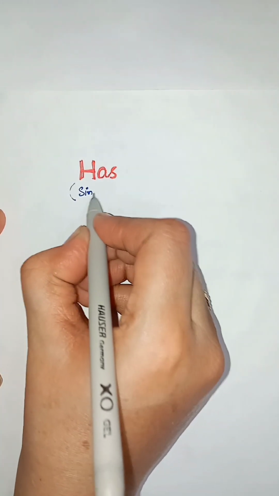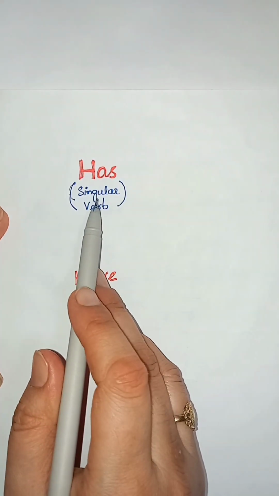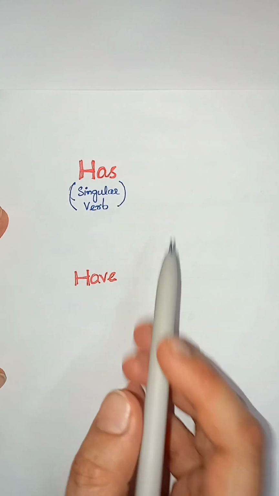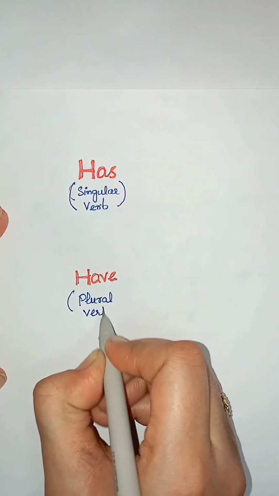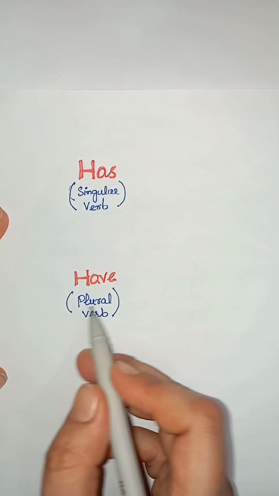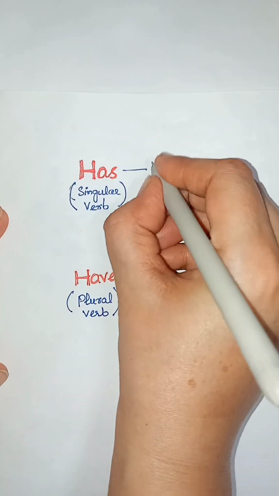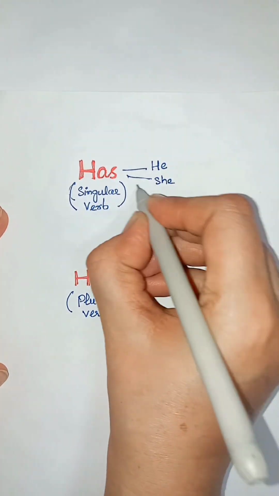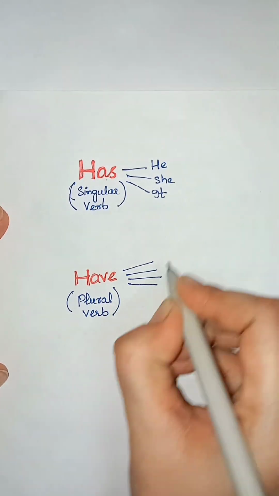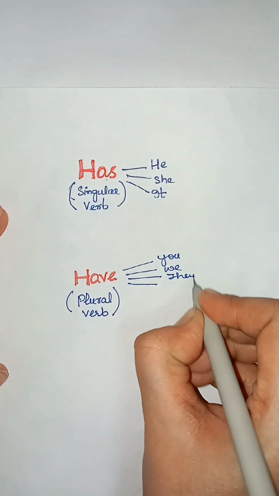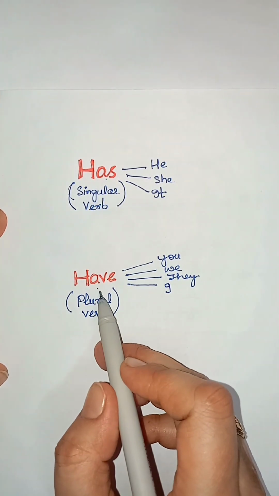Has is a singular verb which comes with a singular subject, and have is a plural verb which comes with a plural subject. Also, he, she, it takes has, and you, we, they, I takes have. Alright?